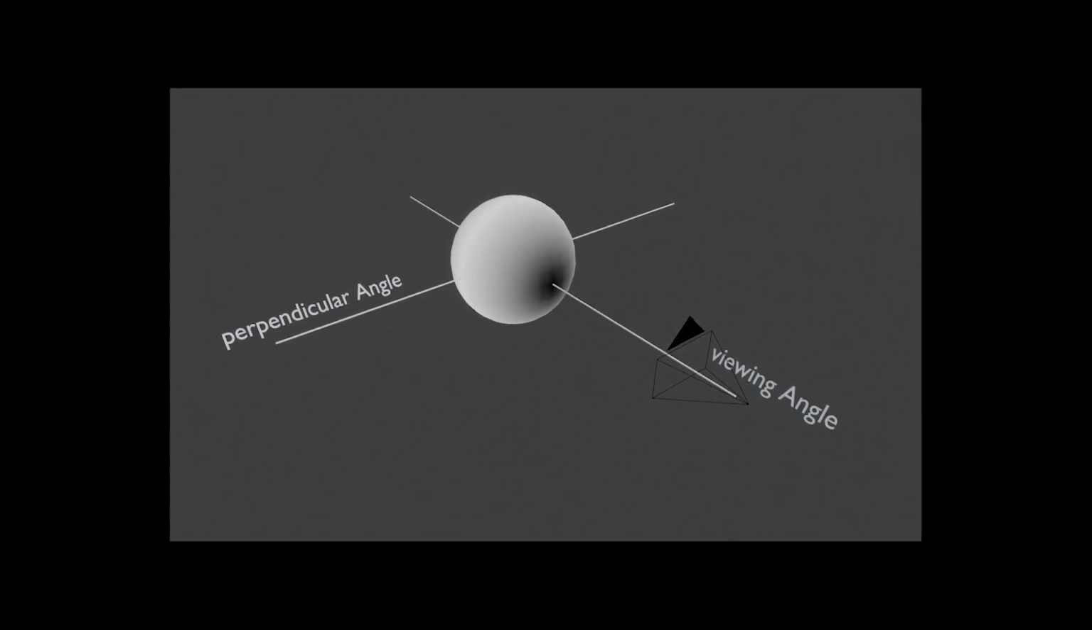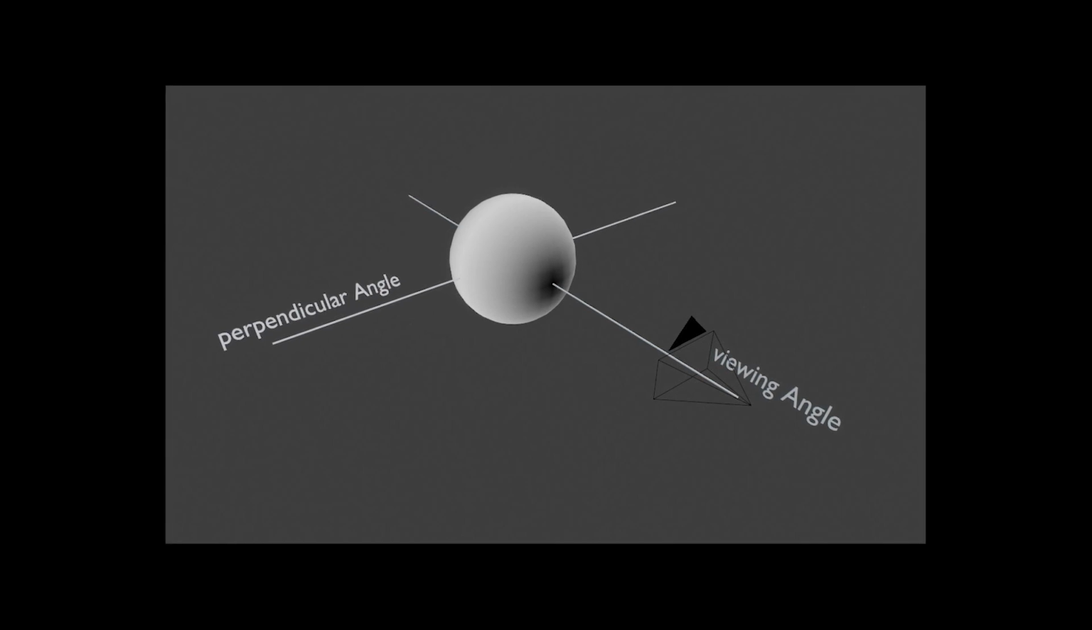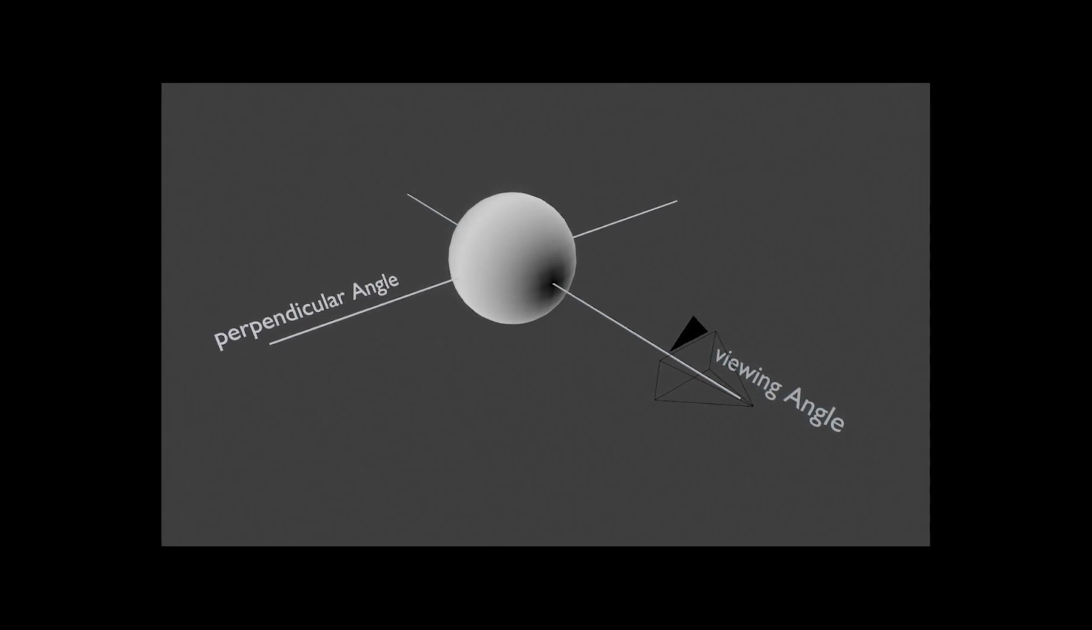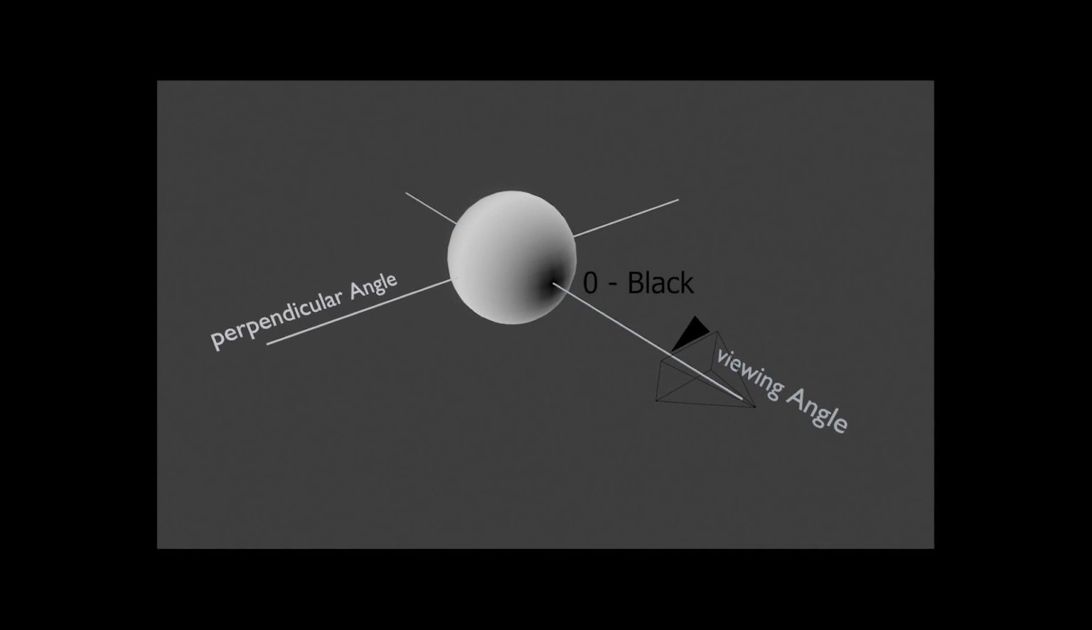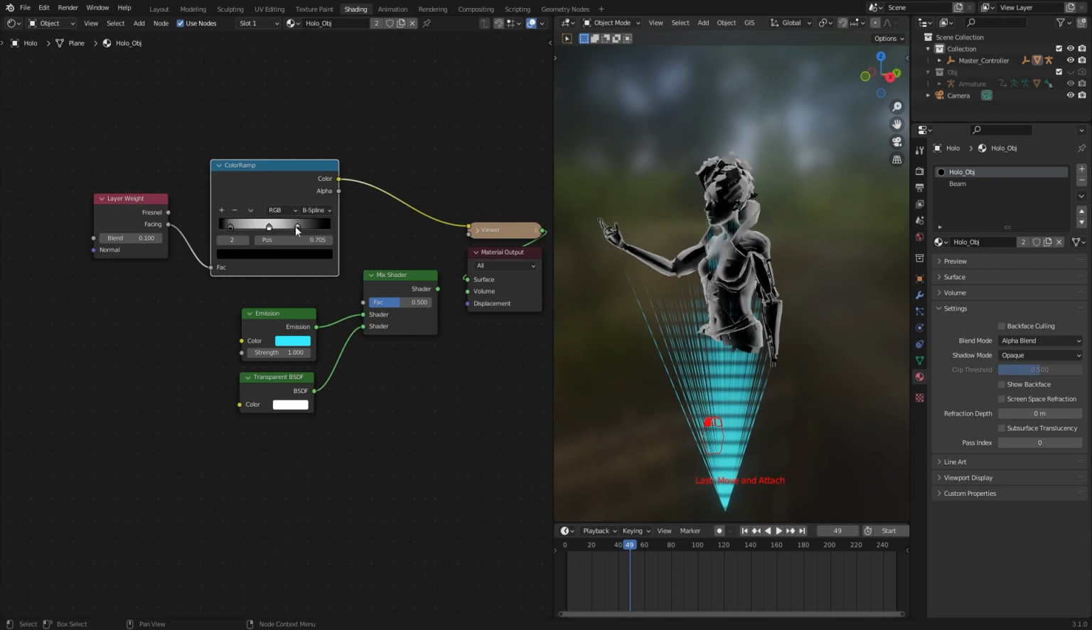If you are looking at this object from a certain angle, the surface areas that are aligned with your angle will be a value of 0, or black, and the surface areas that are perpendicular to your viewing angle will be a value of 1, or white. Increase the contrast a bit and use it as the factor.